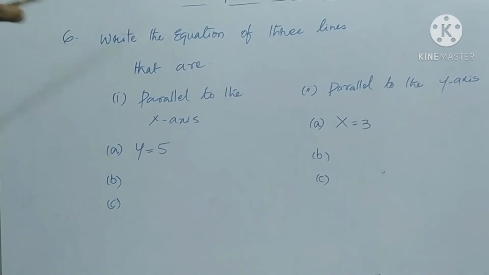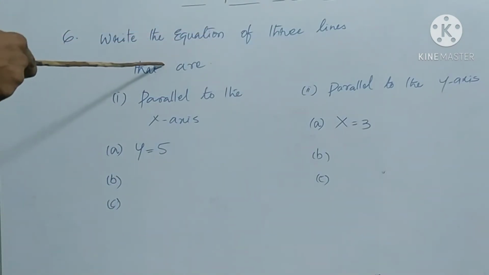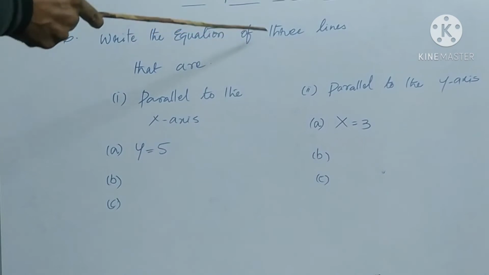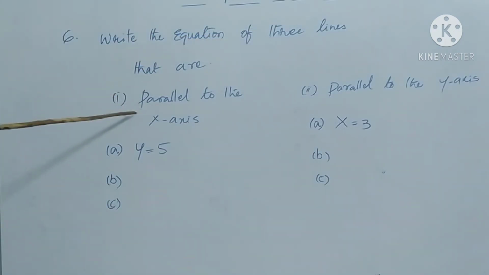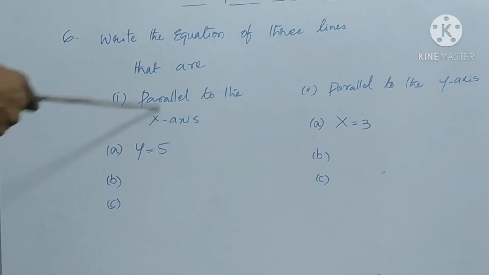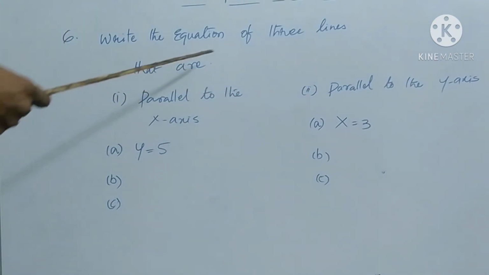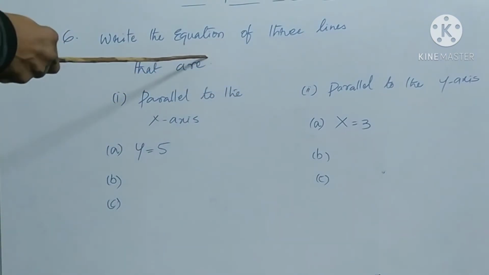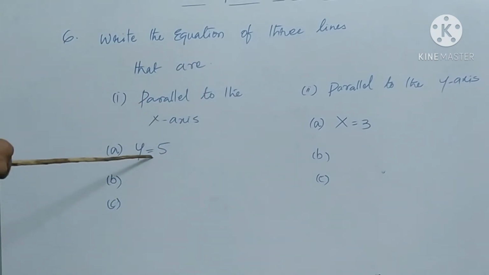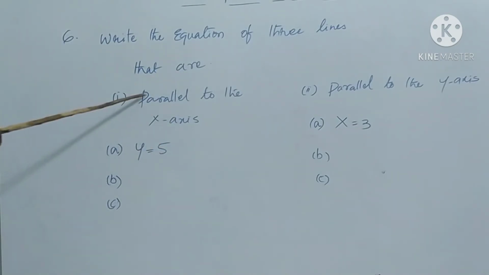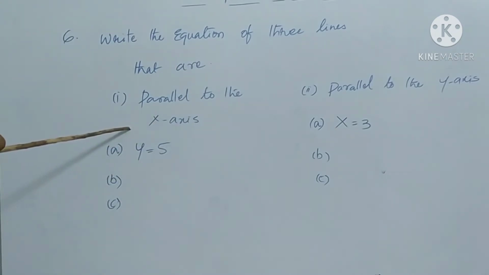Sixth Roman: write the equation of three lines that are parallel to the x-axis, and the next one parallel to the y-axis. From the three equations, one of the equations is y = 5. This is parallel to the x-axis. Here y is a constant term for any value of x.